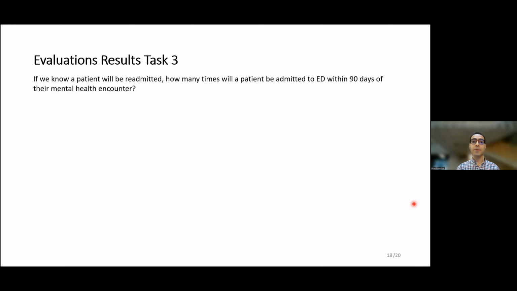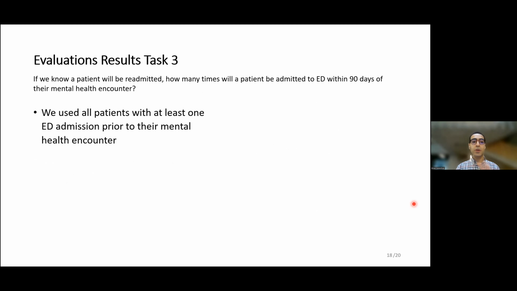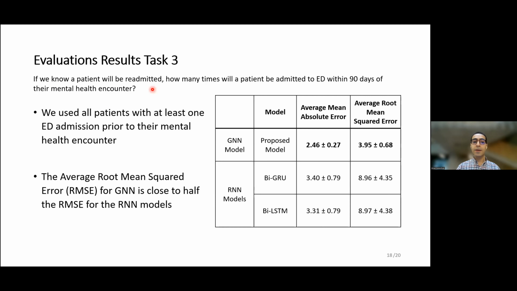Also for the third task, which is similar to the second task, we say, if we know that the patient will be readmitted, now how many times will that patient be readmitted within 90 days? So again, we use the same patients, so patients with at least one ED admission prior to the mental health encounter. However, because we want to make sure that the patient has been readmitted, we only use those that have at least one readmission within 90 days of their mental health encounter. Here again, our average root mean squared error is close to half the RMSE for the RNN models. Again, this is a good improvement.